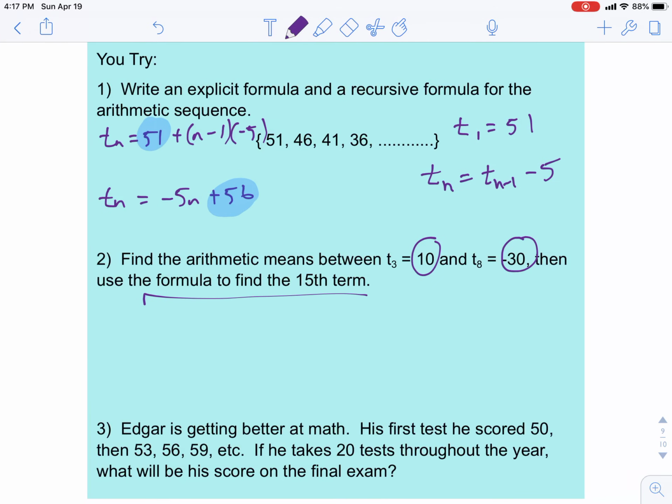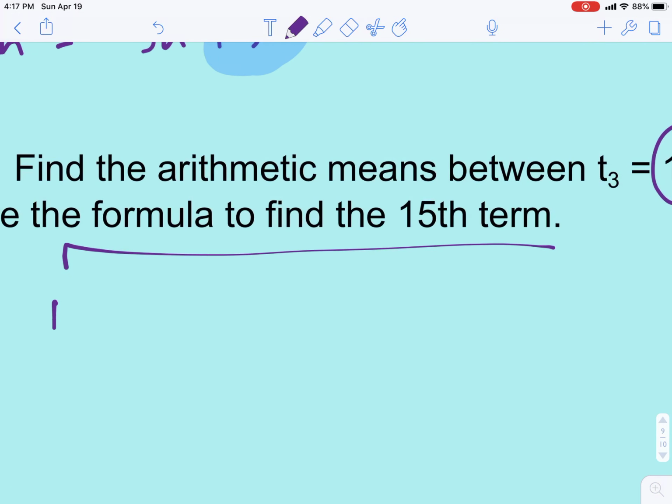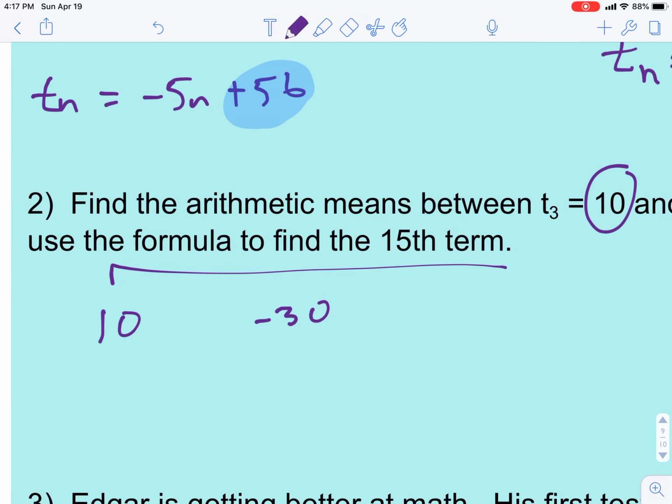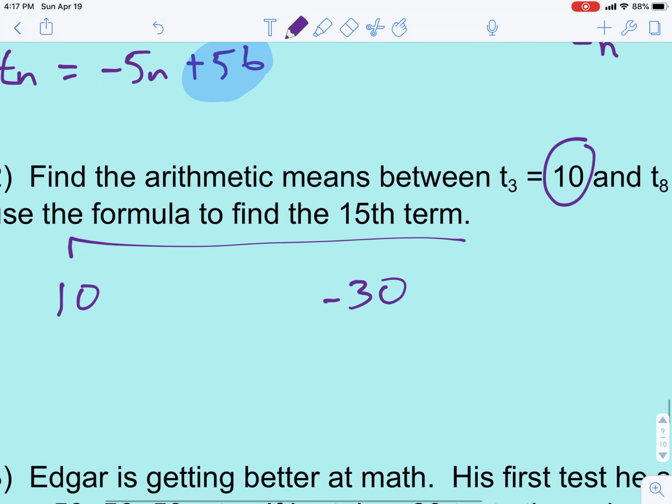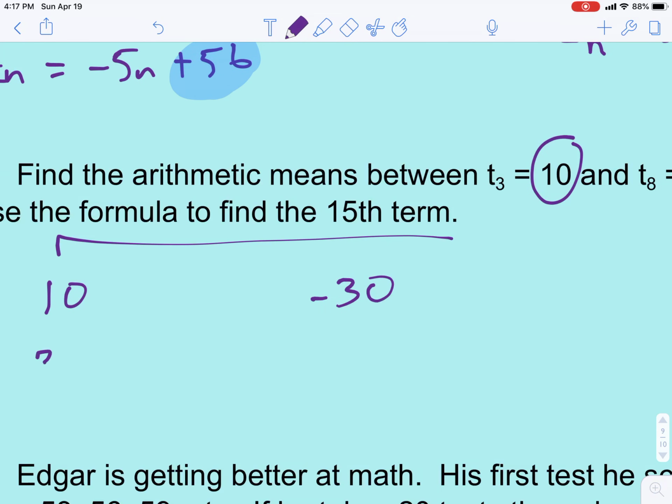All right, so let's set this up. We're going from 10 to -30. We'll spread that out a little bit. Well, how many geometric means are there? So this is the third term. This is the 8th term. So there's the 4th term, 5th term, 6th term. So really we're finding 5 geometric means.